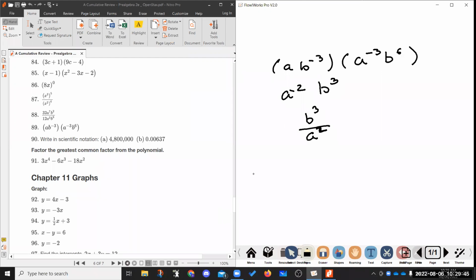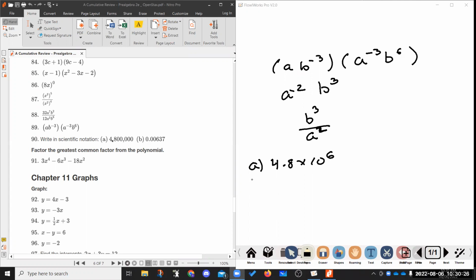All right, number 90, we're going to write some numbers in scientific notation. So we're going to write one number to the left of the decimal point, one non-zero number. This is going to be 4.8 times 10 to the 6, because I want to put the decimal point right here, and move that 1, 2, 3, 4, 5, 6 places to the right. 3 and 3 is 6, so that's where I get that from.